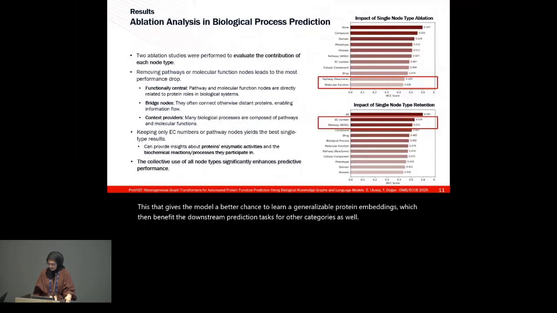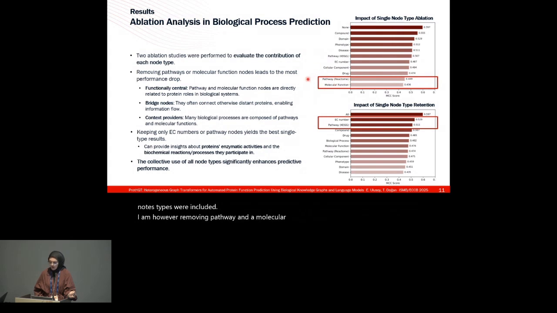And to assess the role of different node types in our heterogeneous graph, we performed two ablation studies. Here, I'll focus on the results for biological process prediction due to the time limit. In the first analysis, shown in the top panel, we removed one node type and their associated edges at a time. And as expected, performance was highest when all node types were included. However, removing pathway and molecular function nodes caused the biggest performance drop.